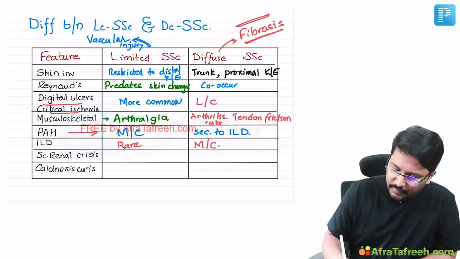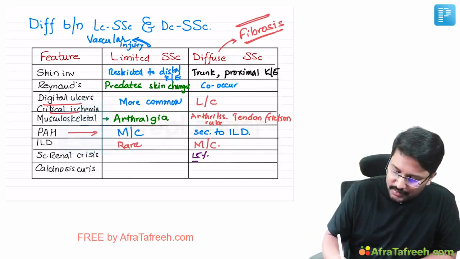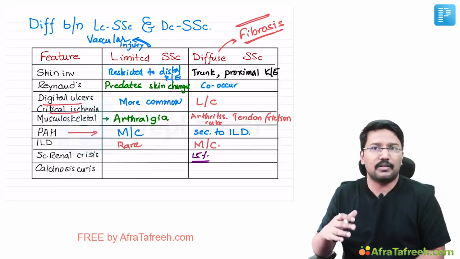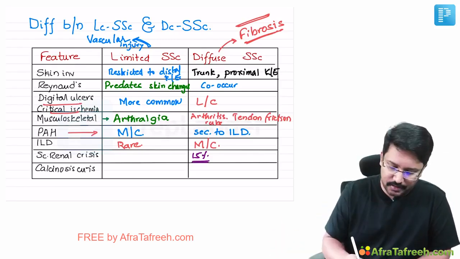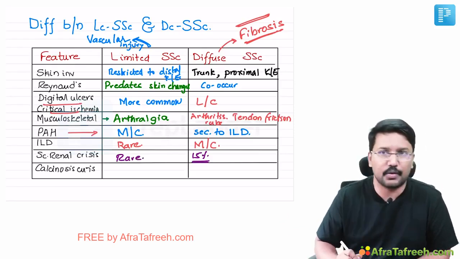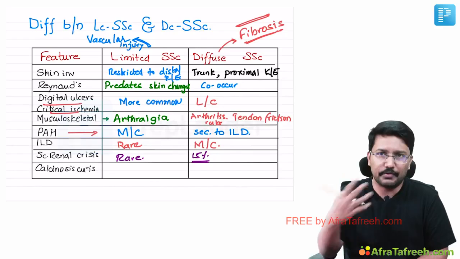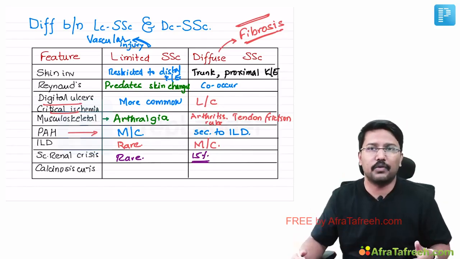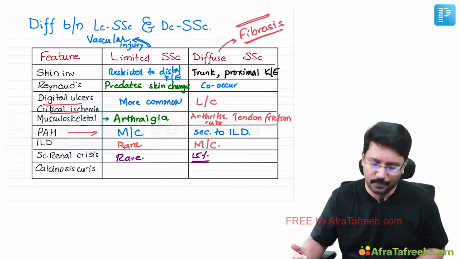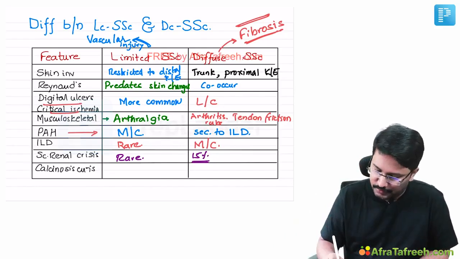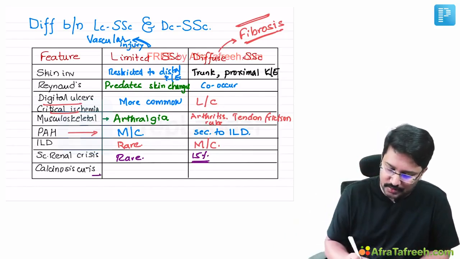Okay, now coming to scleroderma renal crisis. Remember point, 15% of the patients of diffuse cutaneous do experience the scleroderma renal crisis in their lifetime, which is quite rare in case of limited cutaneous sclerosis. Okay, this also conceptually you can remember diffuse cutaneous, there is more extensive involvement, so kidneys are also more affected. Okay, the last one point we should note is about calcinosis cutis.